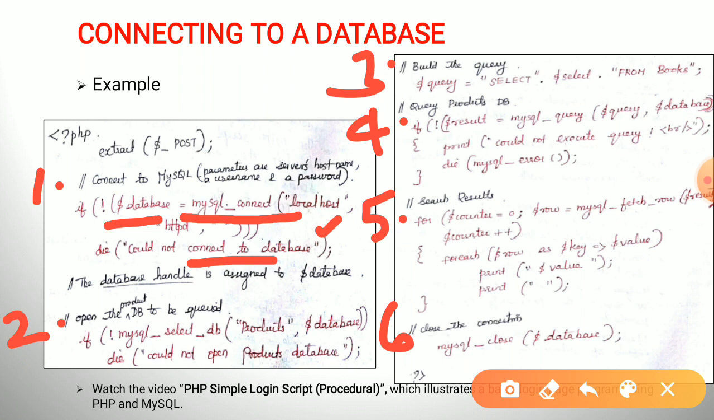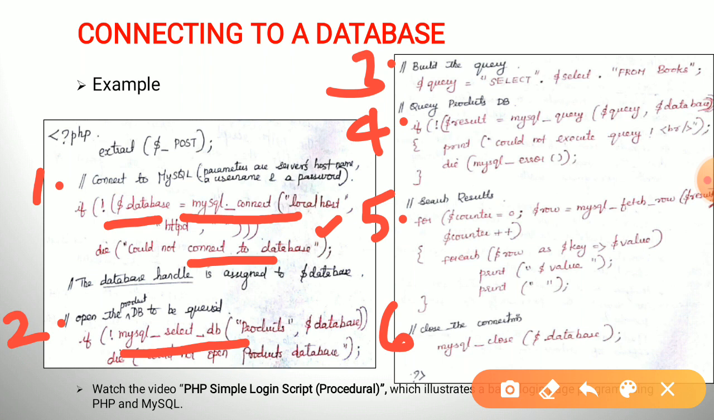Now the second step is we need to open the product database. In this example the database name is product, so we need to open the product database to be queried. This can be done using the mysql_select_db command. The parameters are the name of the database and the database handle. If this step is successful, we can move to the next step.